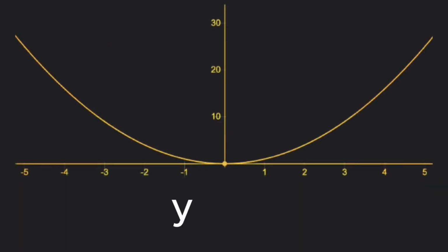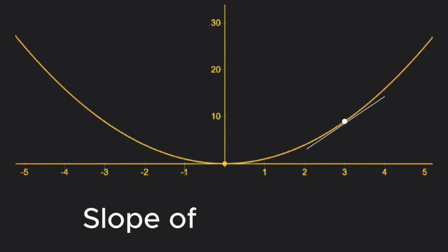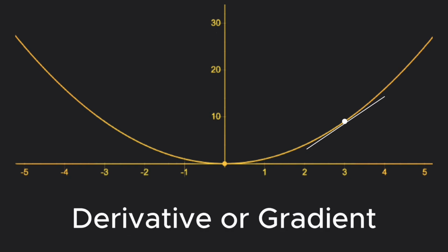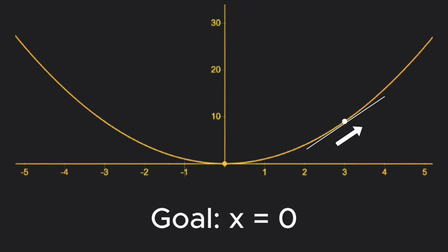Here we have y equals x squared again, and let's say our initial guess for the minimum is x equals 3. We know the minimum is at x equals 0. What if we look at the slope of the function at x equals 3? This is the same as the derivative or the gradient. It's a positive number, meaning the function is increasing at this point.